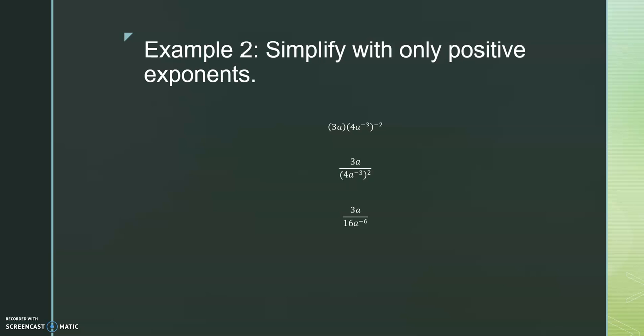The a to the negative sixth will move to the numerator. 3a times a to the negative sixth divided by 16. Simplify now. 3a to the seventh divided by 16.